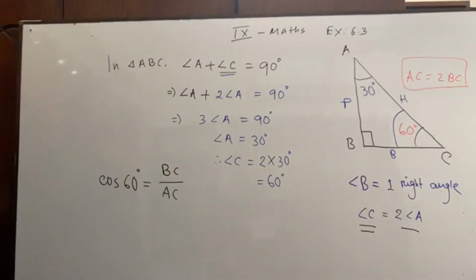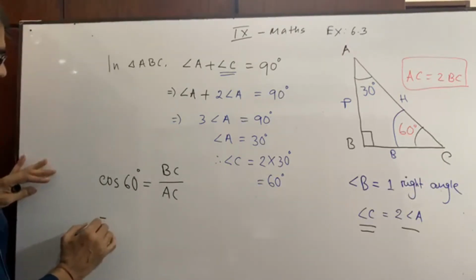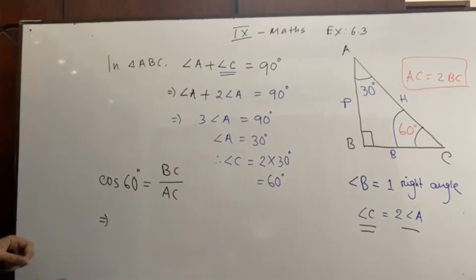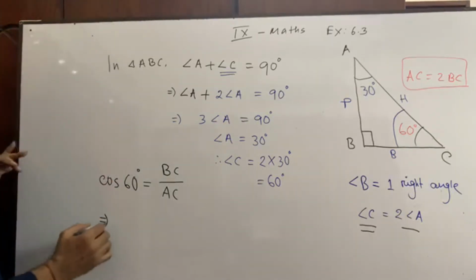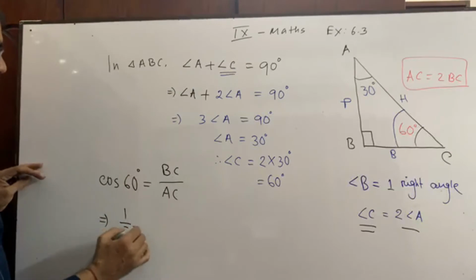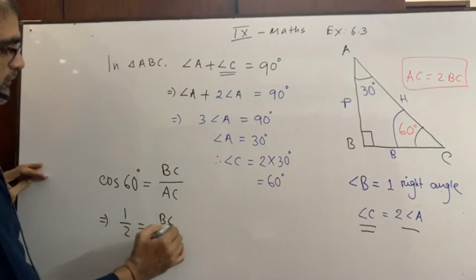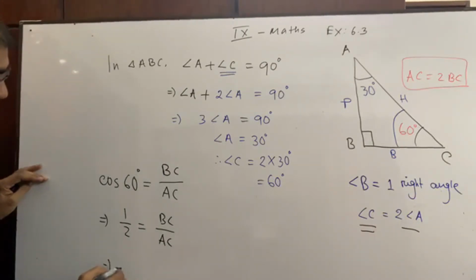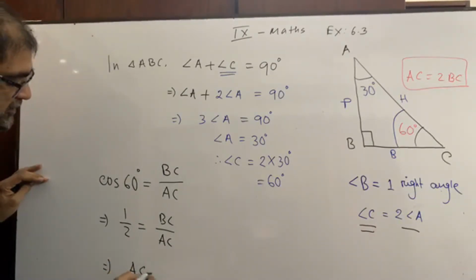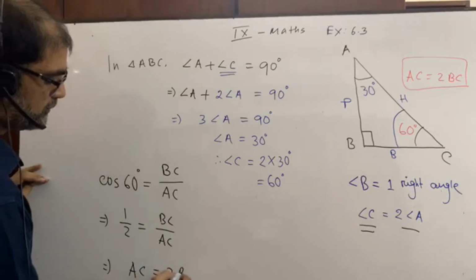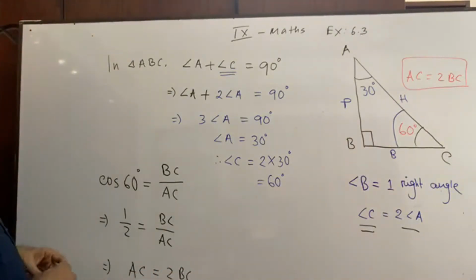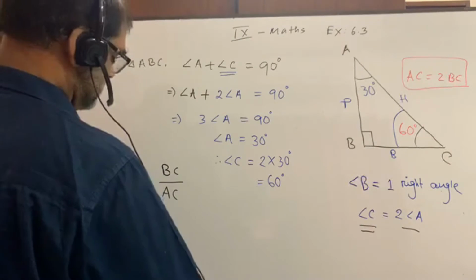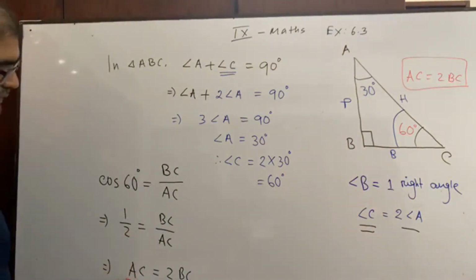Now can we use calculator to find out the value of cos 60 degree? Cos 60 degree equals to what? Half. If we operate the calculator, then we will get cosine 60 degree as half. That is BC by AC. Now from this equation we can conclude that AC is equal to twice BC. The math is done here. We have proved that AC equals to twice BC.